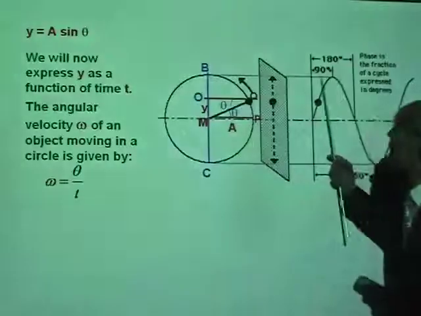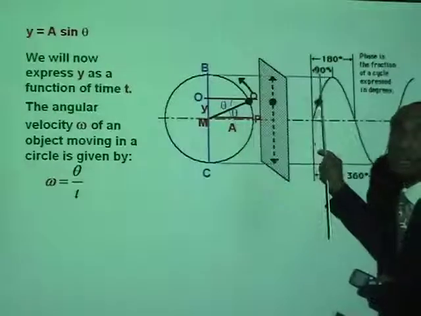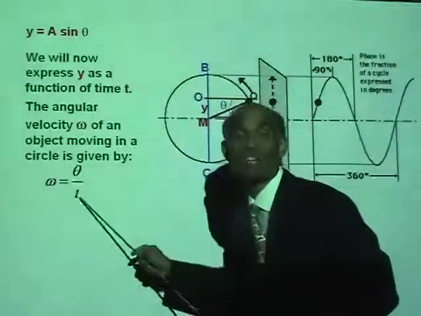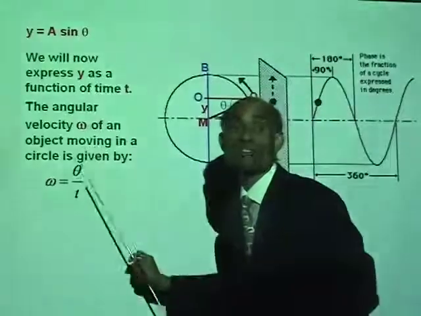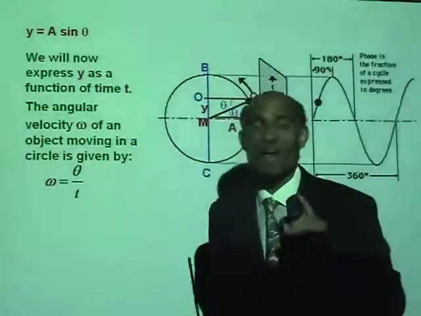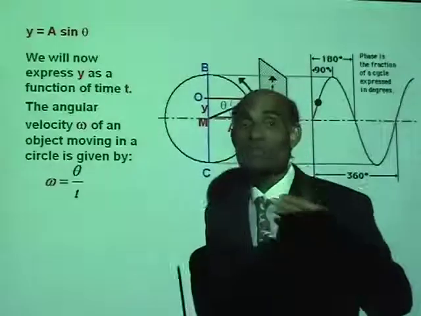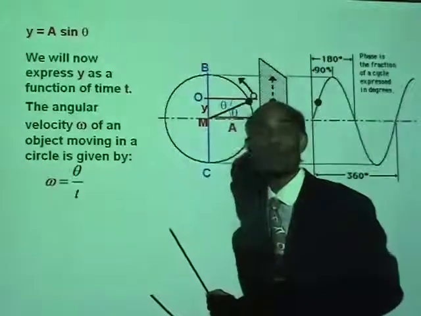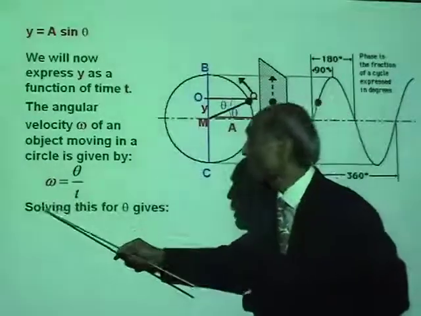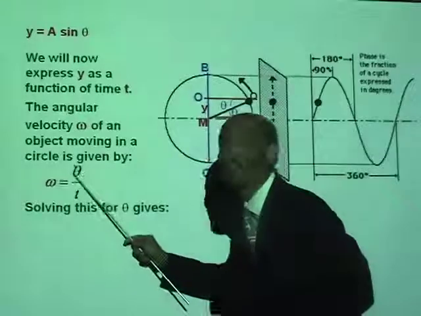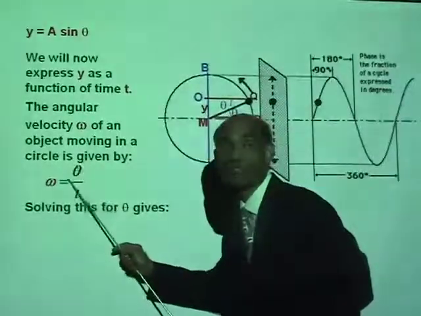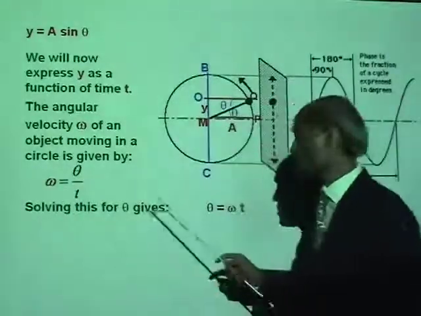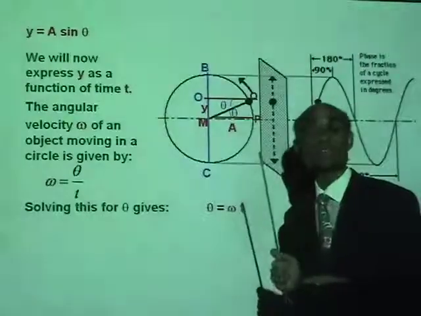Now, don't get carried away when I have marked the angles in degrees here. When you represent these mathematical equations, do not use angle in degrees. They use angle in radians. So, angle should always be represented in radians. Now, solving this equation for theta gives me theta equal to, can you solve it? Theta equal to omega times t. So, theta equal to omega t.